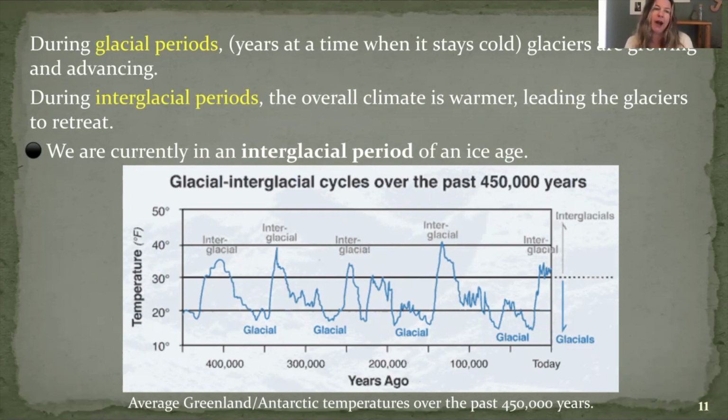So if you look at our chart with this one, we see temperature on the left-hand side, and years ago on our x-axis, and all the way to the right, you see how our temperature is above the line that is indicating between glacier and interglacier. So we are just emerging from a glacial period.